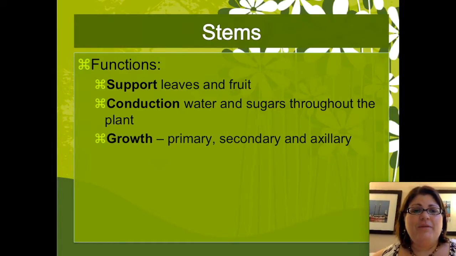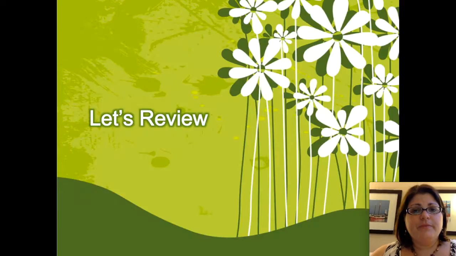The stem is going to help the plant grow taller, which is primary growth, wider, which is secondary or lateral growth, and also help it grow new leaves and stems, which is axillary growth. Let's take a moment and review stem's functions.